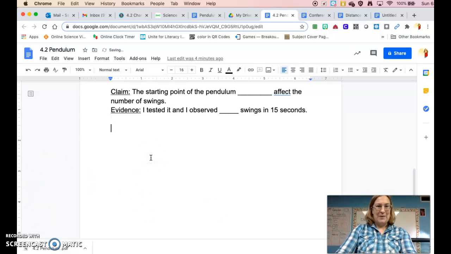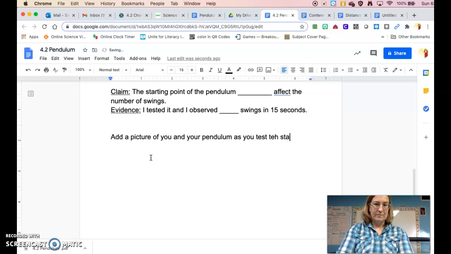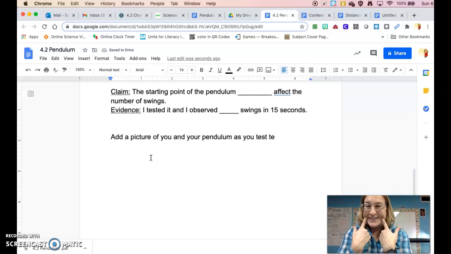I really need a picture. Add a picture of you and your pendulum as you test the starting point. Why? Because I love your smiles and I love seeing the work you're doing.